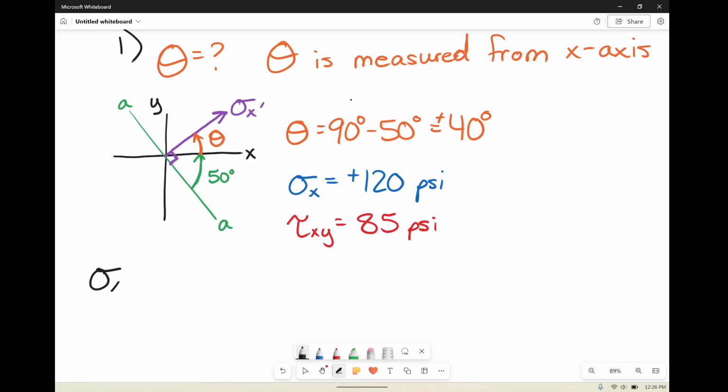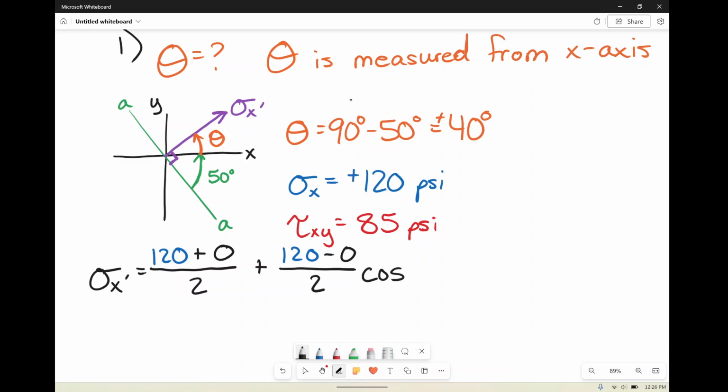So first things first, I want to find sigma x prime. So that equation again is going to be sigma x, which is 120, plus sigma y, which we don't have, divided by 2, plus sigma x, which is 120, minus sigma y, which was 0, divided by 2, times the cosine of 2 theta. So theta here was 40 degrees, so 2 times 40 degrees. And then we have plus tau xy, which is 85, times the sine of 2 times theta, and theta again is 40 degrees.